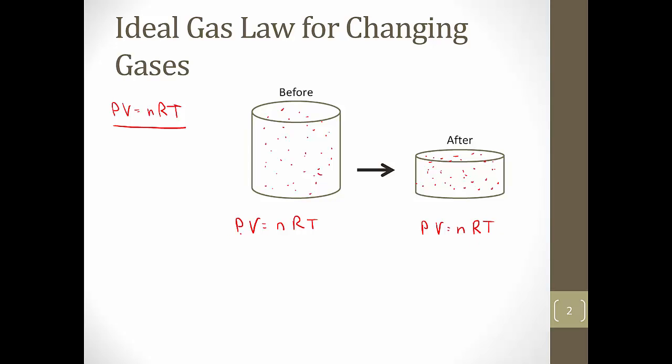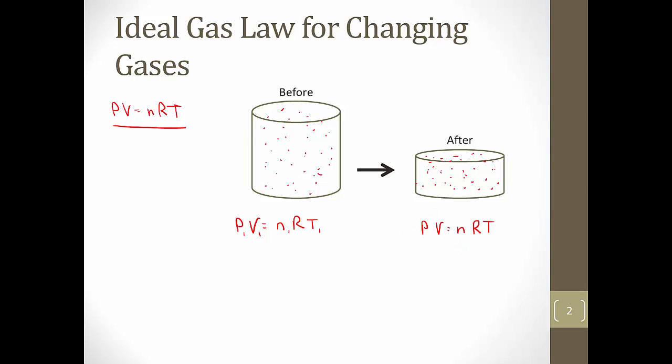Now I do need to distinguish between these two equations. So let's call the before 1. This is pressure 1, volume 1, moles 1, temperature 1. So this is all of our starting conditions. And notice R doesn't get a number because R is always the same. There's no R1 and R2, it doesn't change.